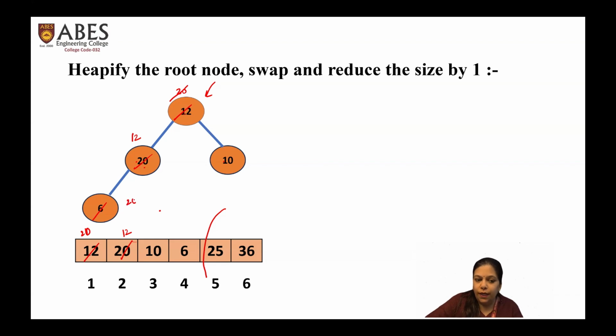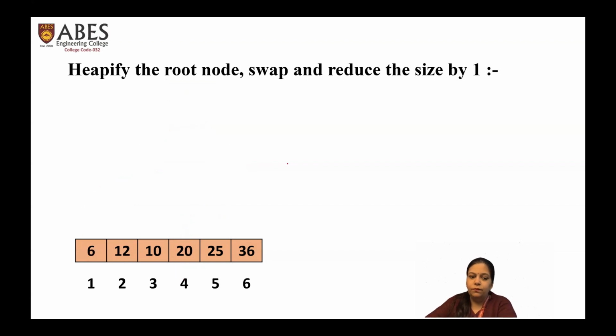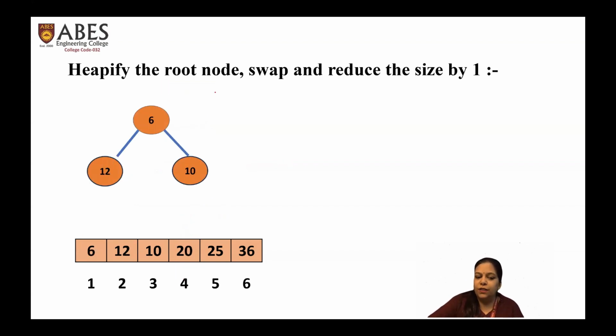So this will become 20 and this will become 6, right? So here it will become 6, here will be 20. And then we have to again reduce the size such that 20, 25 and 36 are already sorted. So this node will also be deleted, having a value 20. Right? Now, this is the situation. Already 20, 25 and 36 are fixed.